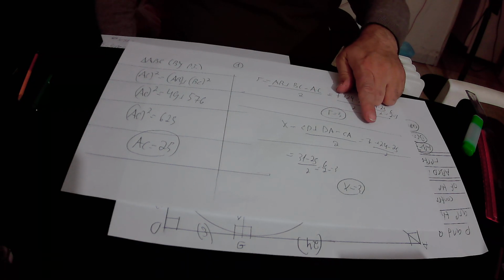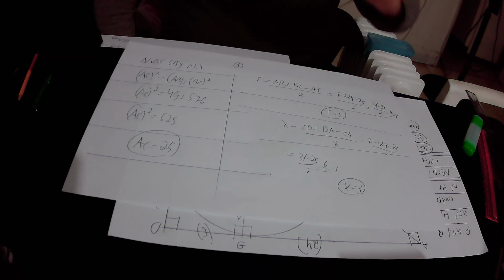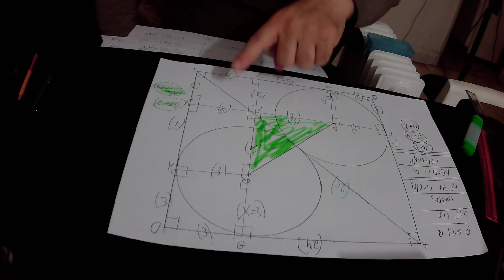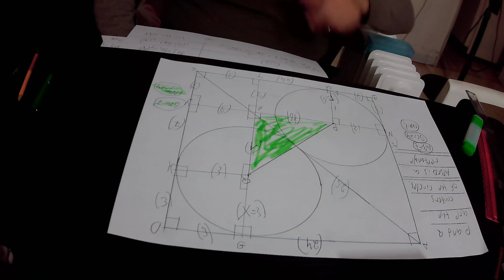CD is 7, DA is 24, minus CA that is 25, over 2. 7 plus 24 is 31, 31 minus 25 is 6, and 6 over 2 is 3. So we found out that the radius of this circle x also equals 3 units in its length.